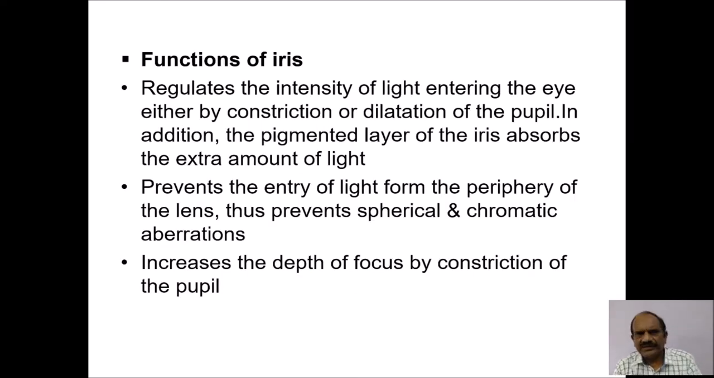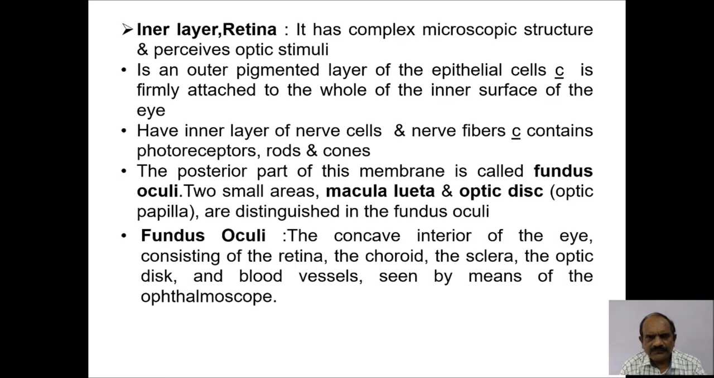What are the functions of the iris? It regulates the intensity of light entering the eye either by constriction or dilatation of the pupil. In addition, the pigmented layer of the iris absorbs the extra amount of light. It prevents the entry of light from the periphery of the lens. Thus, it prevents spherical and chromatic aberrations. It also helps to increase the depth of focus by constriction of the pupil.